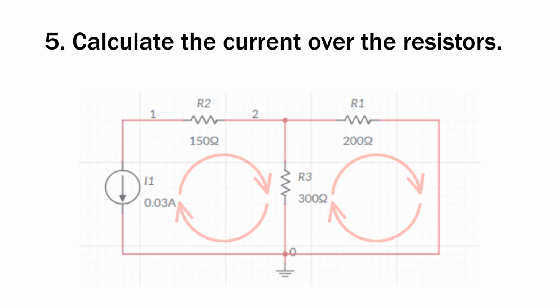Then to find the current over R1, the current over R2 must be multiplied by R3 over the sum of R1 and R3, which equals 18 milliamps. These results seem accurate as the current follows the path of least resistance.